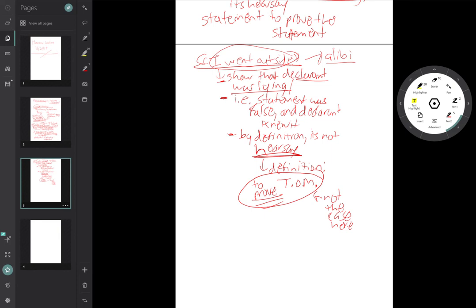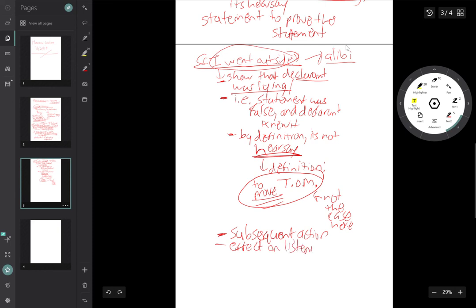You all laugh at me and think that it's condescending. But when you argue it, you turn around and you make mistakes, especially when it comes to arguments like this. Subsequent action, effect on the listener. Notice.